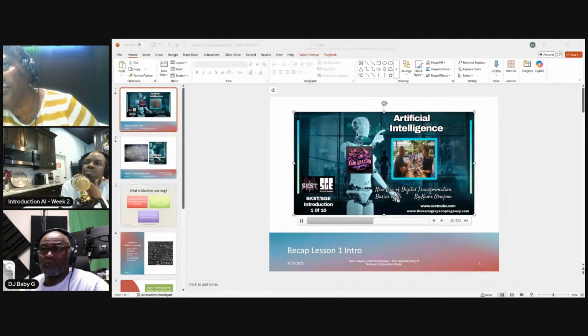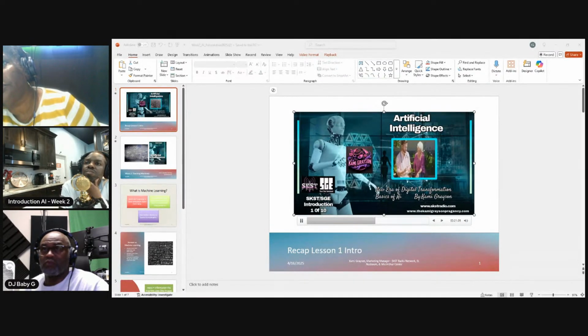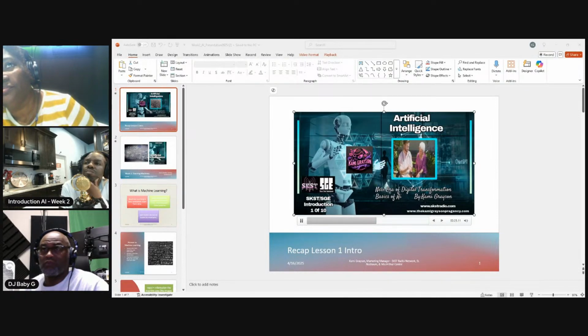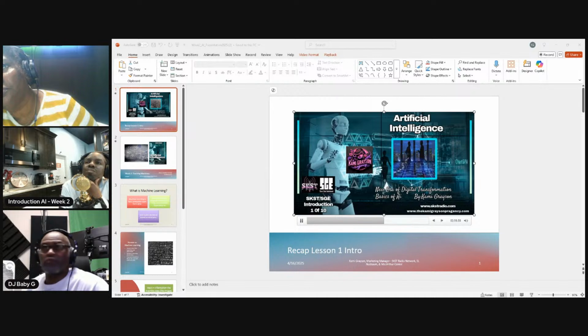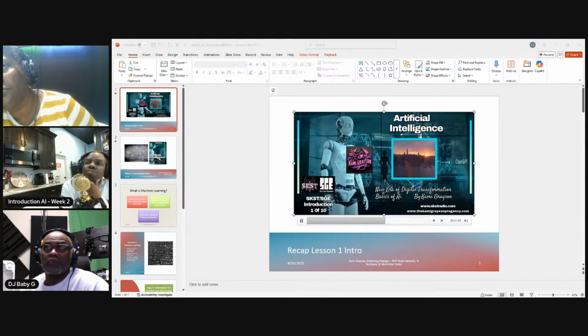But AI isn't just about convenience. It's also a powerful tool for innovation. Take healthcare, for instance. AI is helping doctors diagnose diseases more accurately and develop personalized treatment plans. In finance, AI algorithms can predict market trends and optimize investment strategies. The possibilities are endless. Now, I know what you're thinking, Kami.